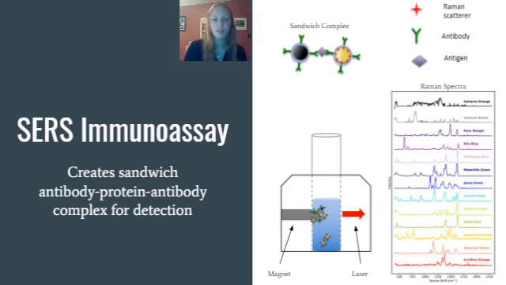If the virus is not present, all of the magnetic nanoparticles will still gather at the magnet, and a laser will be pointed through them. However, since there are no gold nanoparticles, the Raman dye will not be present to produce the corresponding spectrum. Here is an example of the spectrums of a given Raman dye.